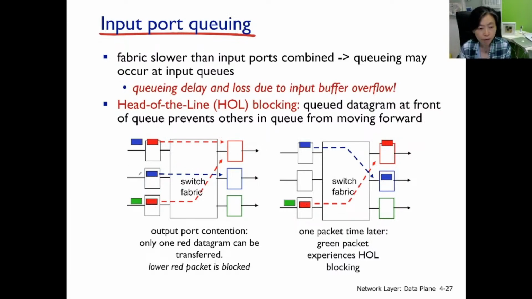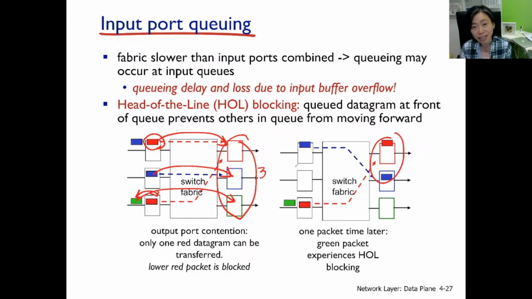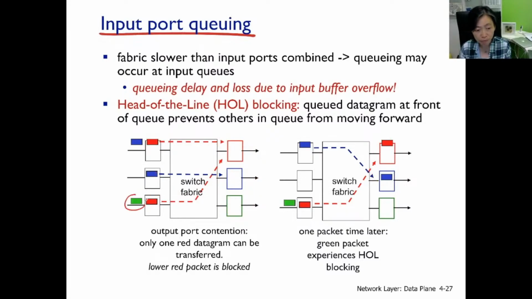But if you consider this case where the green packet's at the front and the red packet's in the back, then we could have what? One packet time later, the red packet, blue packet, as well as the green packet, all 3 of them move to the output port. So instead of receiving only 2, we could have 3 packets through. Isn't that better? Yes. So the green packet in this scenario gets blocked unnecessarily when it can really be moving forward. So that is called head of line blocking.